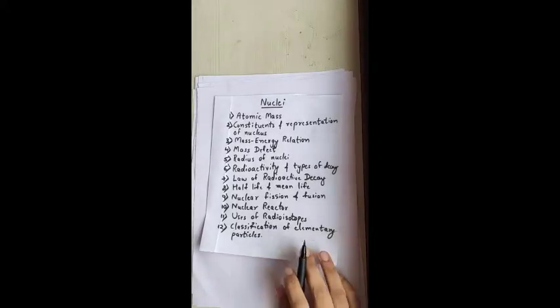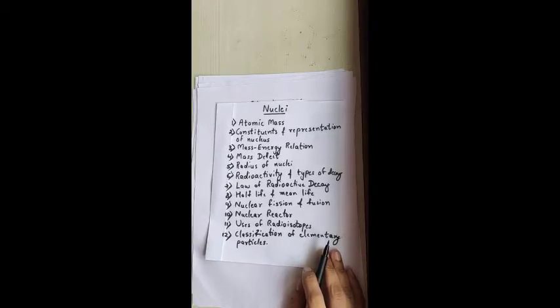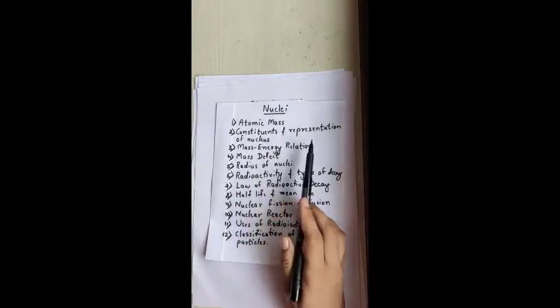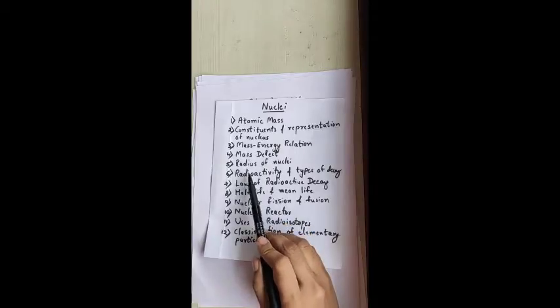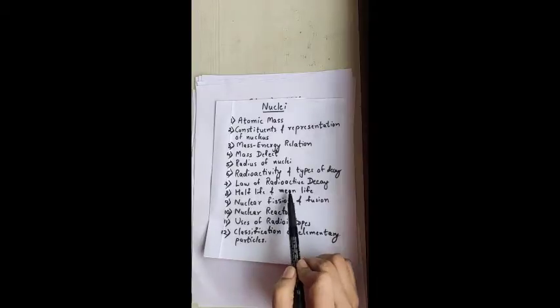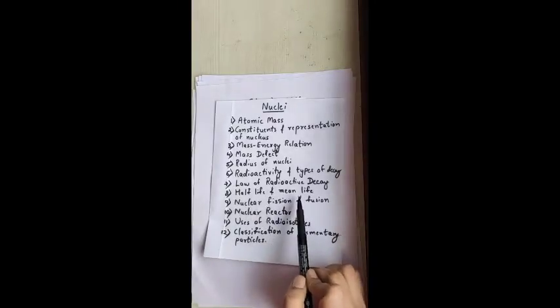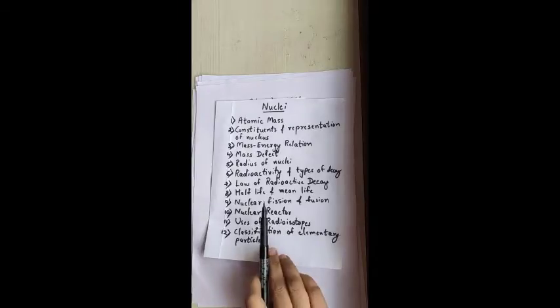Good morning students. Today we will be discussing the chapter Nuclei, which carries around 5 to 6 marks in the CET paper, and the topics included in this chapter are atomic mass, constituents and representation of nucleus, mass energy relation, mass defect, radius of nuclei, radioactivity and types of decay, law of radioactive decay, half-life and mean life, nuclear fission and fusion, nuclear reactor, uses of radioisotopes and classification of elementary particles.